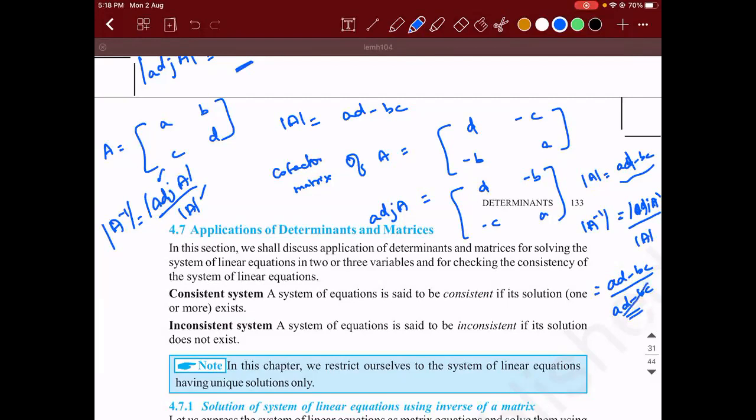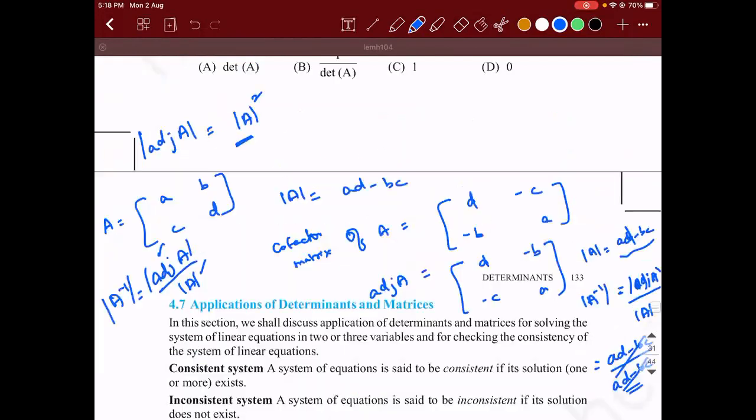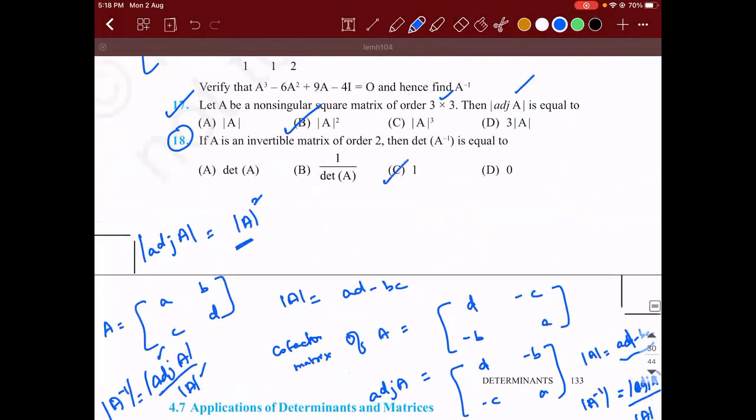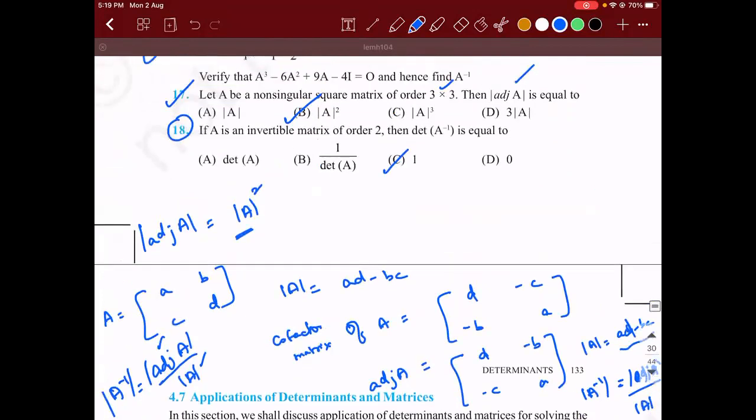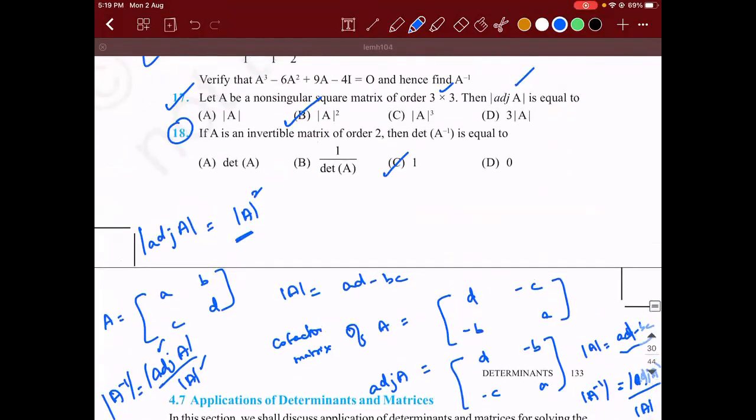Inverse should be 1, sir. It should be 1, no? What is the answer? In the book, it's shown B, sir.